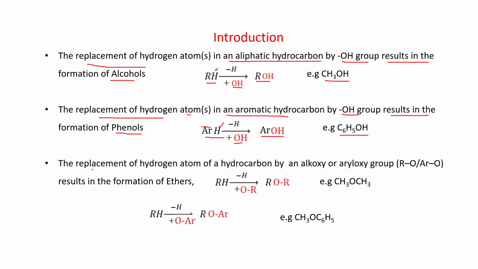C6H5OH. The replacement of hydrogen atom of a hydrocarbon by an alkoxy or aryloxy group, that is, alkoxy is RO and aryloxy is ArO, results in the formation of ethers. Like this is hydrocarbon. If this H is replaced by this RO, we will get ROR. This is the example, CH3OCH3. Again, this is hydrocarbon. This H is replaced by ArO, we will get ROAr. This is the example, CH3OC6H5.